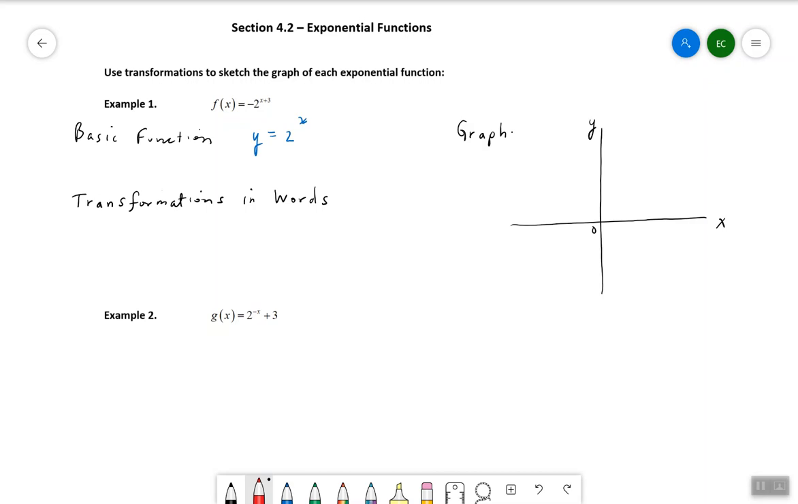The basic function is y equals 2 to the x. And then there are two transformations. There's a plus 3, which is inside the basic function, right? That's applied to the variable before the exponent is applied to the base. So plus 3 inside is going to make a shift left 3.